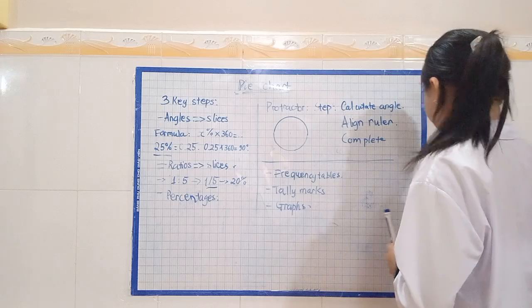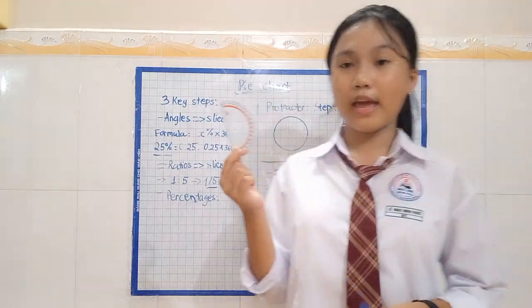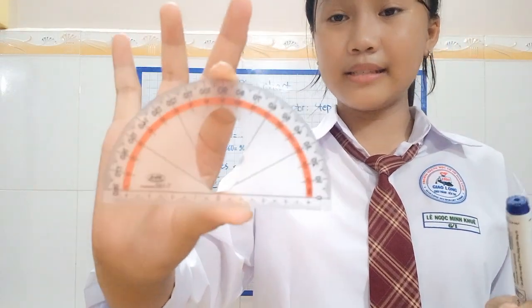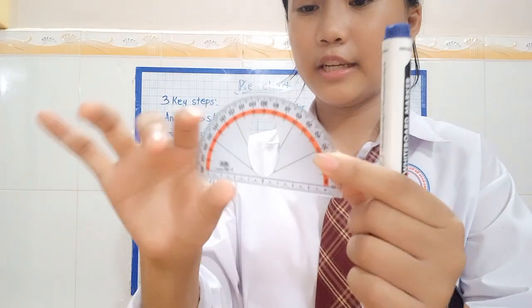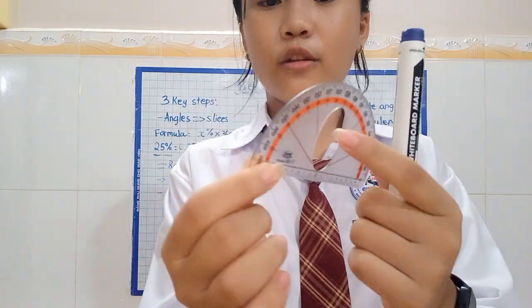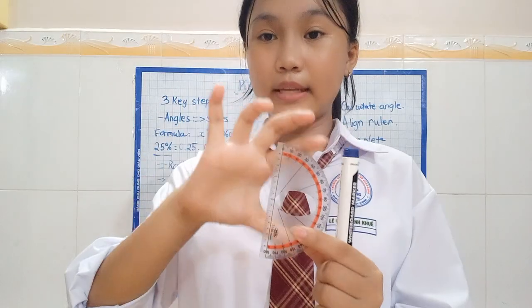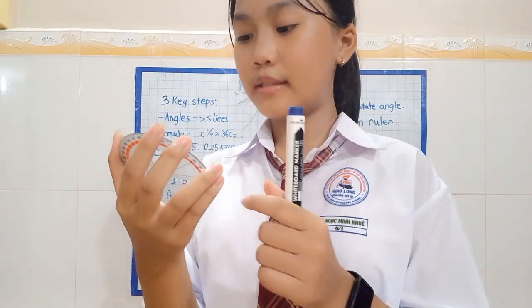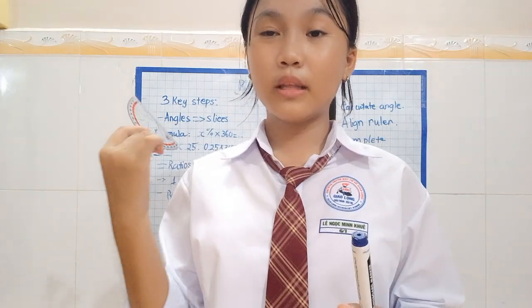Now let's look at how we use our protractor. Here is my protractor. It is basically the shape of half a circle, and on the bottom here it shows the full 180 degrees, which is the degrees of half a circle.